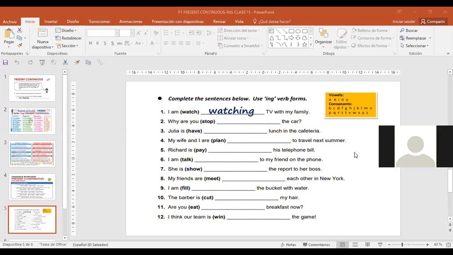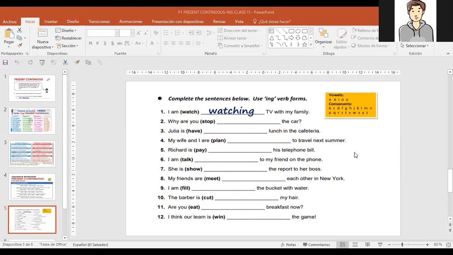Number nine, maybe Jackie. Tal vez Jackie nos ayuda con la número nueve. Yes, teacher. I am filling the bucket with water. Solo water. Solo le agregamos ing. Excellent. Thank you. That's correct. Así es. Porque termina en doble consonante. Okay. Isa Cruz, would you like to help us with number 10? Sí, teacher. Adelante. The barber is cutting my hair. Le agregamos doble T. Okay, excellent. Because it's only one consonant and only one vowel plus consonant at the end. Thank you. So you say the barber is cutting my hair. Thank you very much.